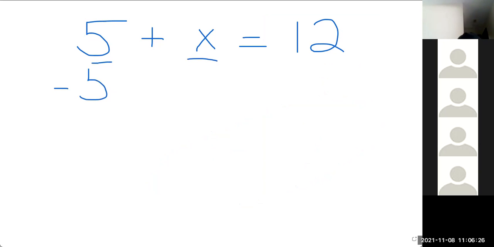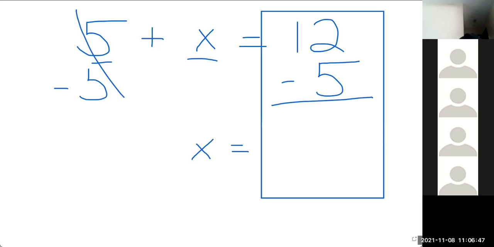So it's a positive 5. We do the opposite and minus 5. But to be fair and equal, we do it to the other side too. This side gets crossed out. There's no math to do there. We just get rid of stuff. X comes on down, and then we like this kind of math. We said that. Stacked math makes sense, plus you get to use a calculator. And 12 minus 5 is 7.